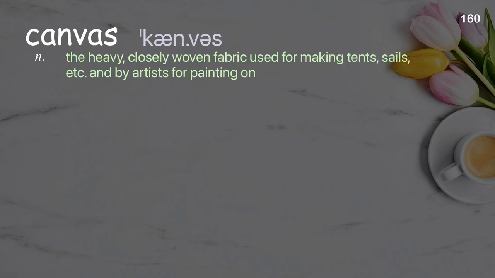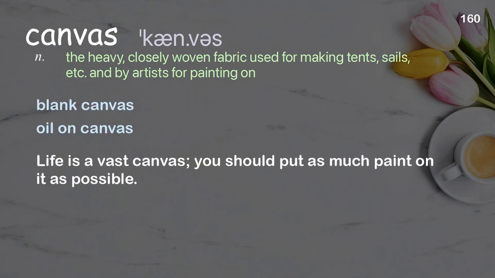Canvas. Heavy, closely woven fabric used for making tents, sails, etc., and by artists for painting on. Examples. Blank canvas. Oil on canvas. Life is a vast canvas, and you should put as much paint on it as you can.